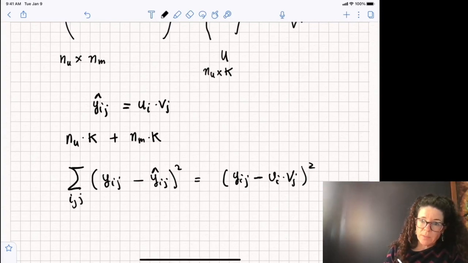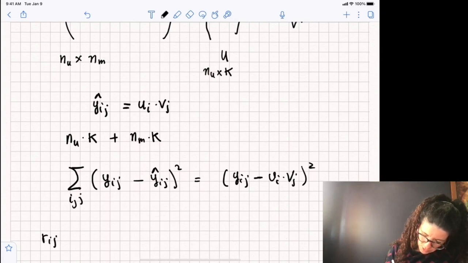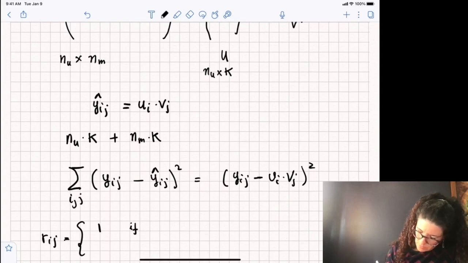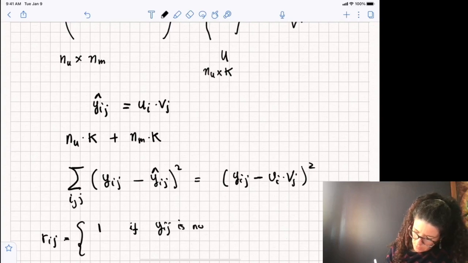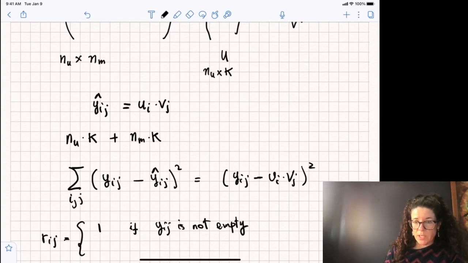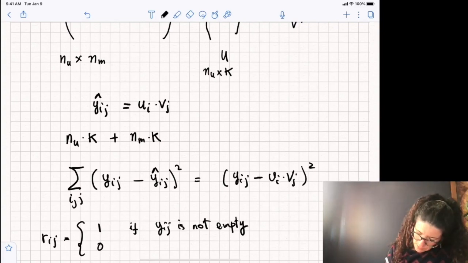And the ij better have some kind of rating, right? So let's define our Iij to be 1 if Yij is not empty, meaning if Yij actually is a rating that exists in our training data, and 0 otherwise.